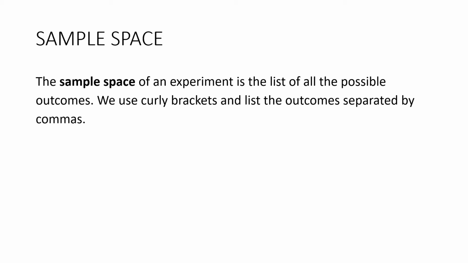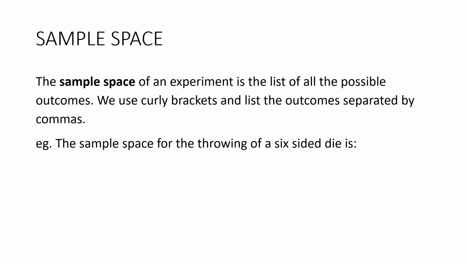So the sample space of an experiment is a list of all the possible outcomes, and we use curly brackets and list the outcomes separated by commas. So suppose we want to write the sample space if we're going to throw a 6-sided die. Well, this is what we write in curly brackets, all the possible outcomes. So we could get a 1, 2, 3, 4, 5, or 6, and we put commas in between them.